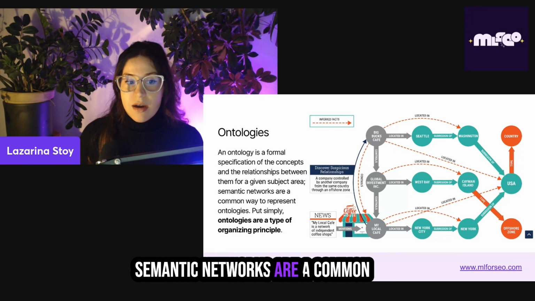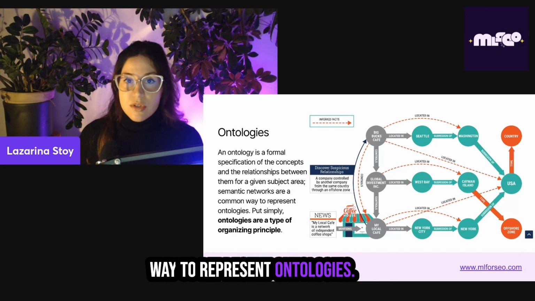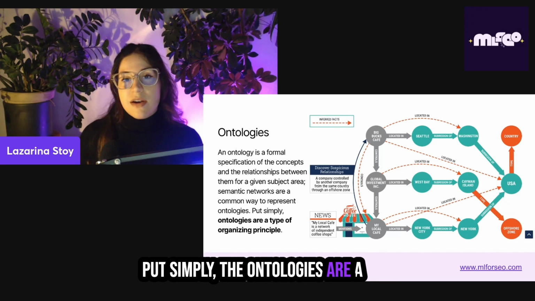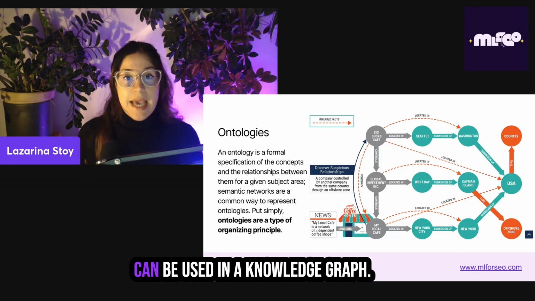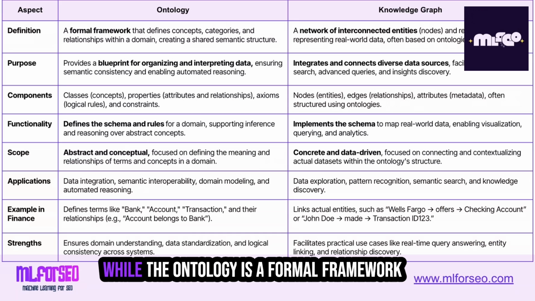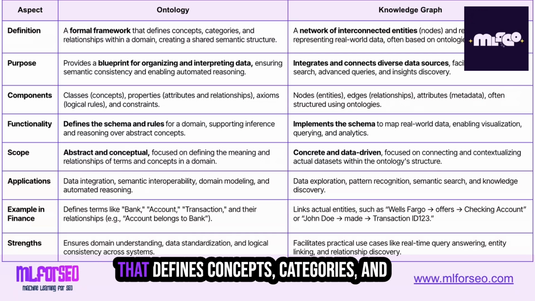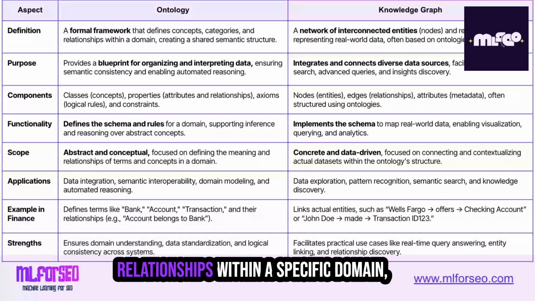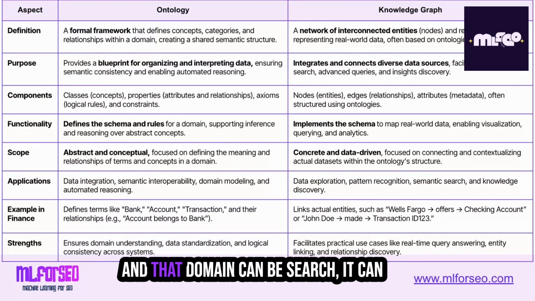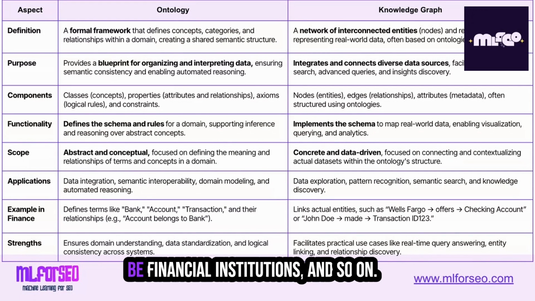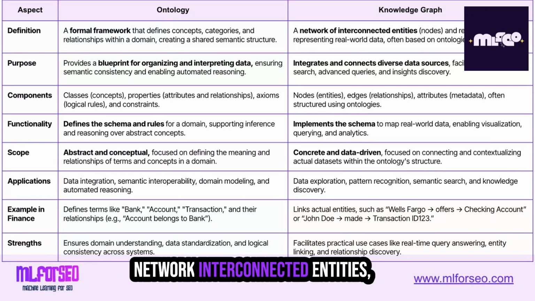Semantic networks are a common way to represent ontologies. Put simply, ontologies are a type of organizing principle that can be used in a knowledge graph. While the ontology is a formal framework that defines concepts, categories, and relationships within a specific domain, and that domain can be search, it can be financial institutions, and so on, the knowledge graph is actually the network of interconnected entities, nodes, and relationships that represent real-world data, but they can be based on an ontology.